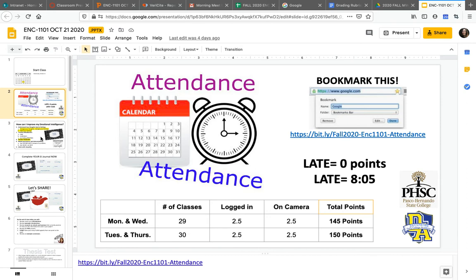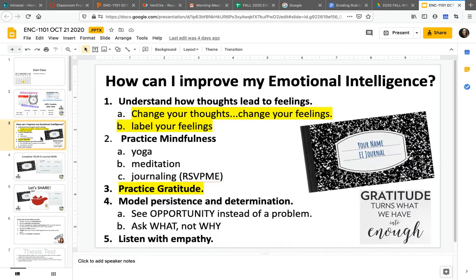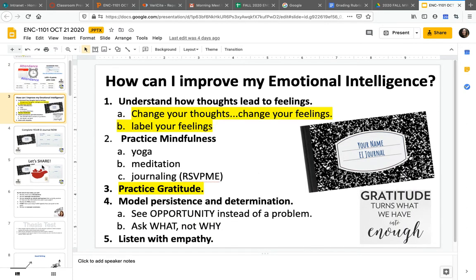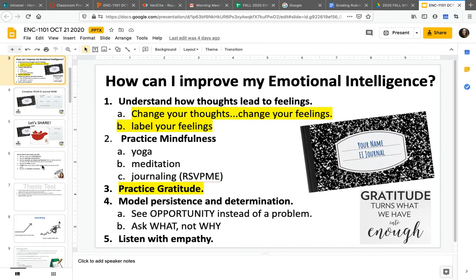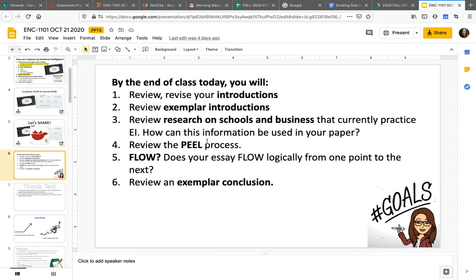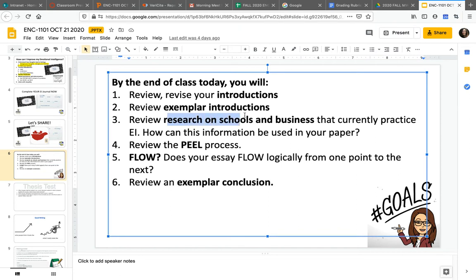And then go ahead and please fill out your EI journal, just like we would do in the beginning of class. And really, the main thing that I wanted to go over today was your conclusion, but also just make sure that you revise your introduction so it answers those three questions. You want to add that research that we did on schools that use EI and businesses that use EI and put that in your paper.